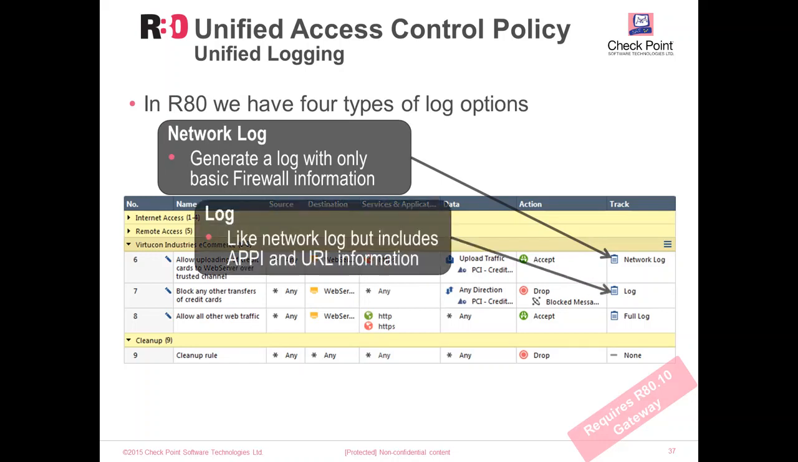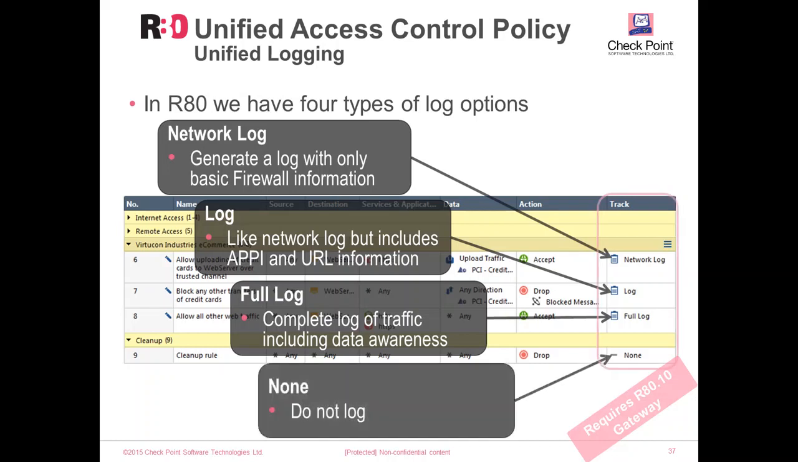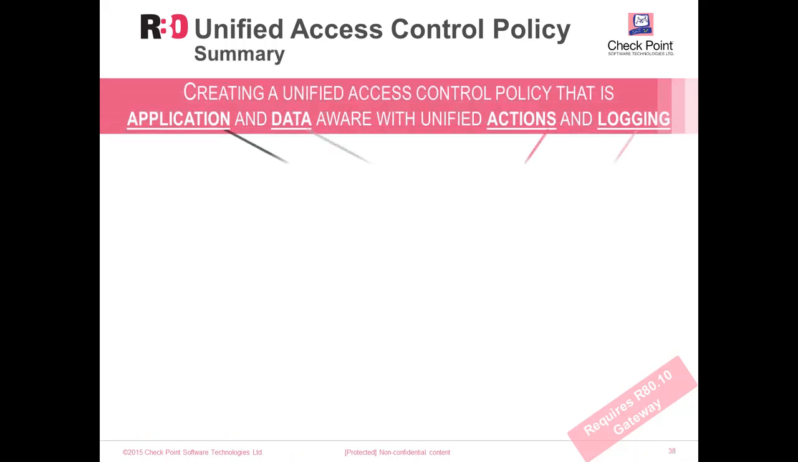Then we have the log option. It's like a network log with firewalling information, but will also include application intelligence and URL information like HTTP resource. The full log is a complete log that will, in addition to the network log and log options, include data awareness data types that were matched. Now, please note that in R80.10, the unified logging parameters are going to change. And then we have the last of these log options, that is of course none, which means no log.